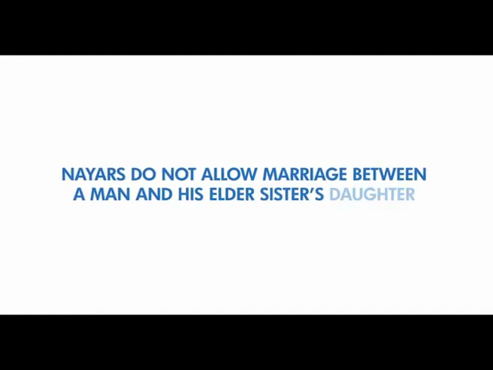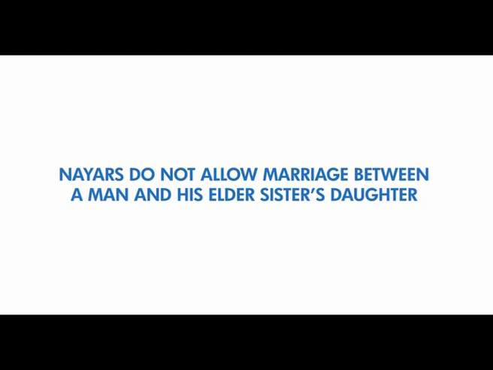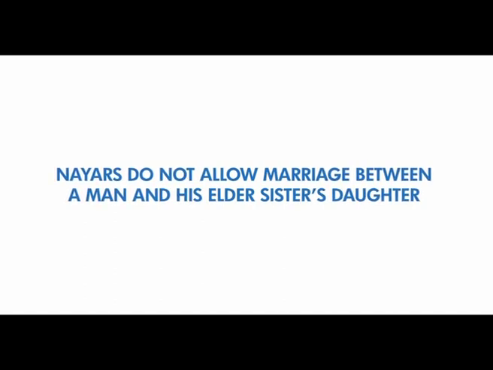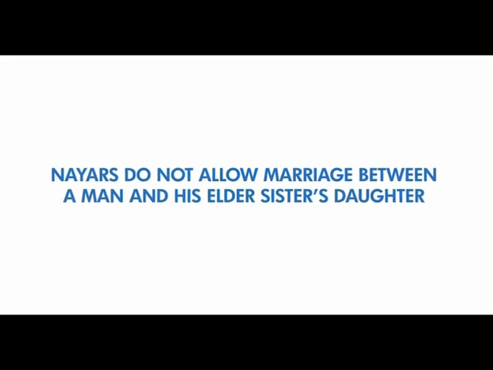Three types of preferential marriage rules. The preferential marriage rules are of the following three types. In several castes in South India, the first preference is given to the marriage between a man and his elder sister's daughter. Among the matrilineal societies like the Nayars, this is not allowed.